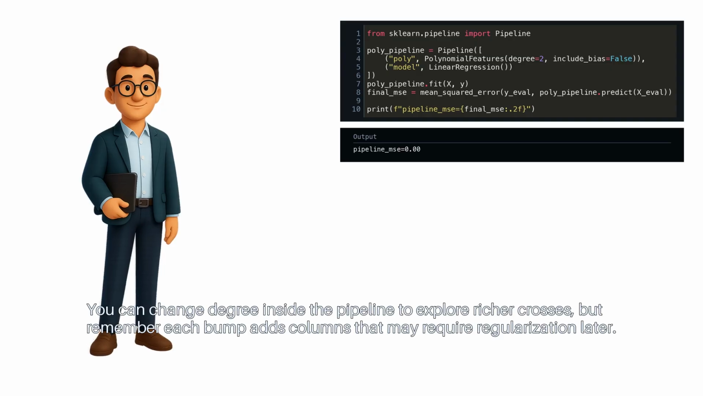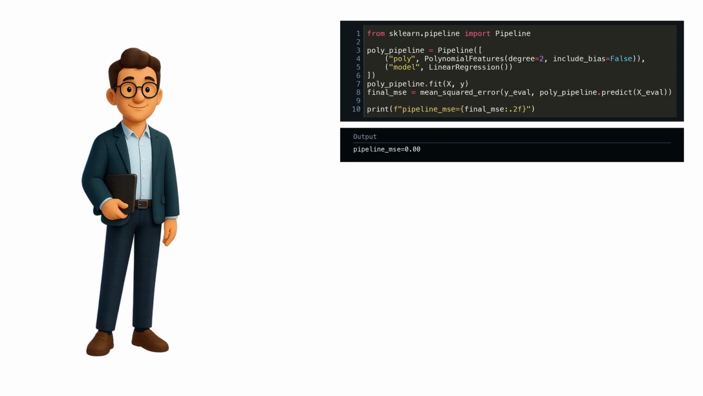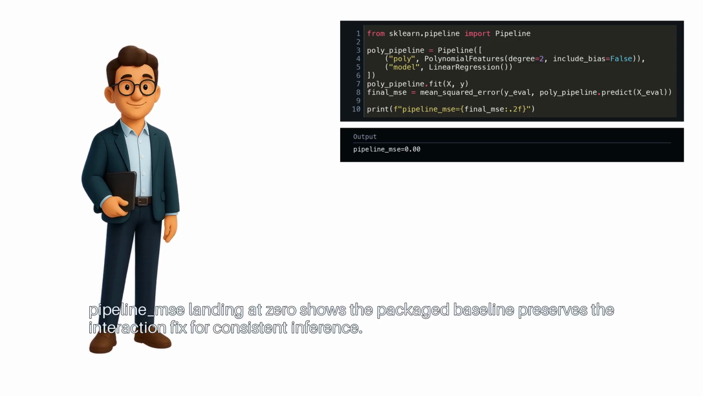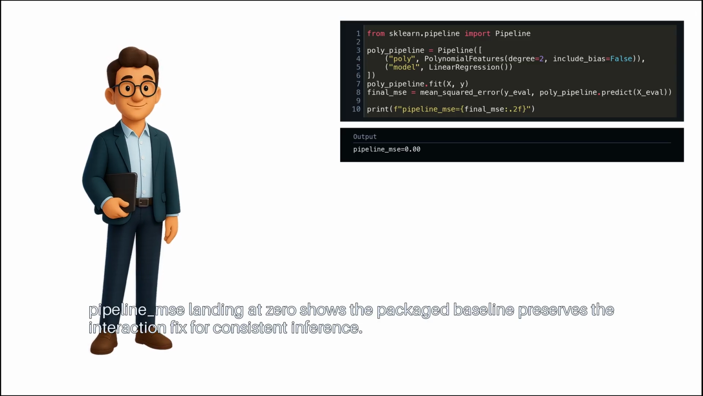You can change degree inside the pipeline to explore richer crosses. But remember, each bump adds columns that may require regularization later. Pipeline MSE, landing at 0, shows the packaged baseline preserves the interaction fix for consistent inference.